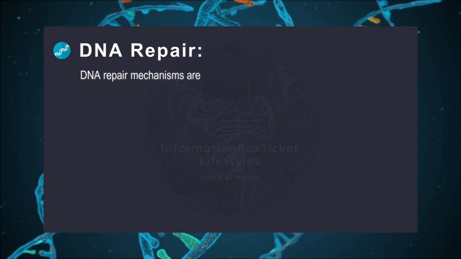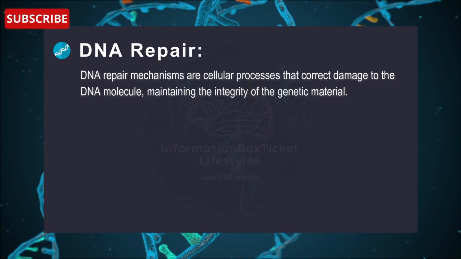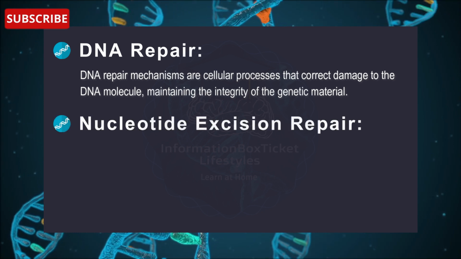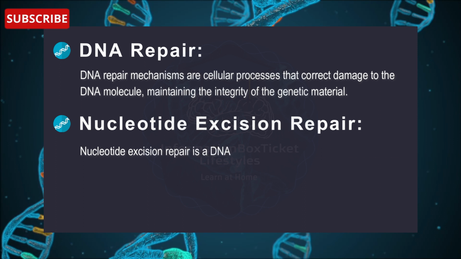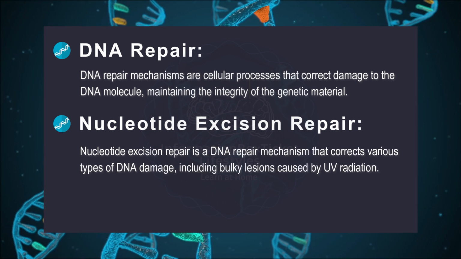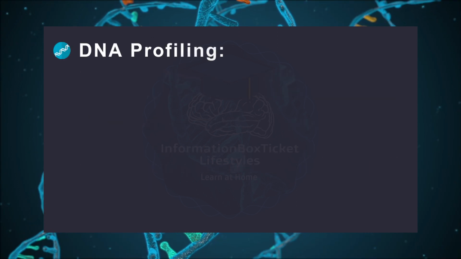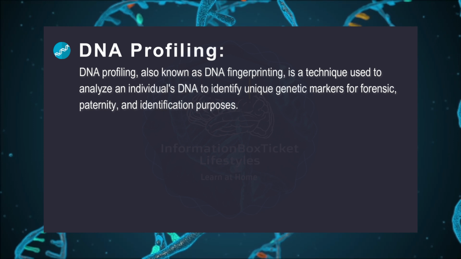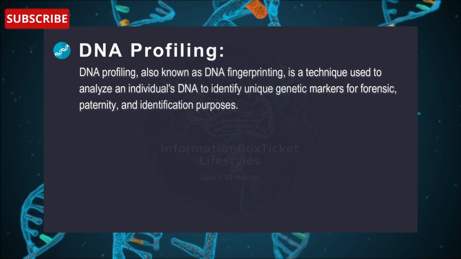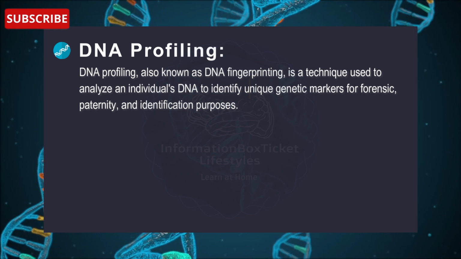DNA repair. DNA repair mechanisms are cellular processes that correct damage to the DNA molecule, maintaining the integrity of the genetic material. Nucleotide excision repair. It is a DNA repair mechanism that corrects various types of DNA damage, including bulky lesions caused by UV radiation. DNA profiling, DNA fingerprinting. It is a technique used to analyze an individual's DNA to identify unique genetic markers for forensic, paternity, and identification purposes.